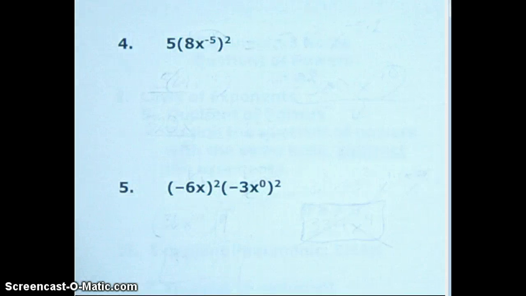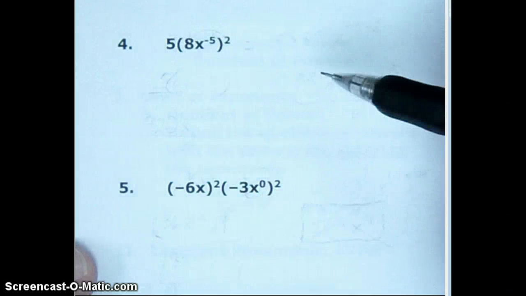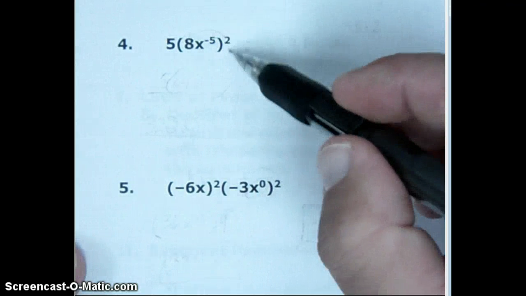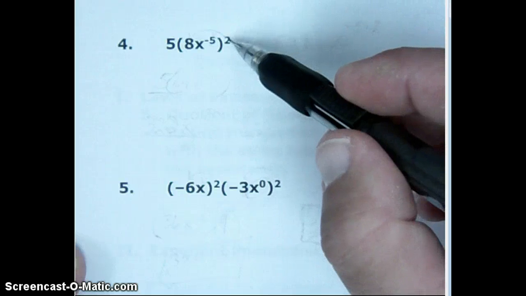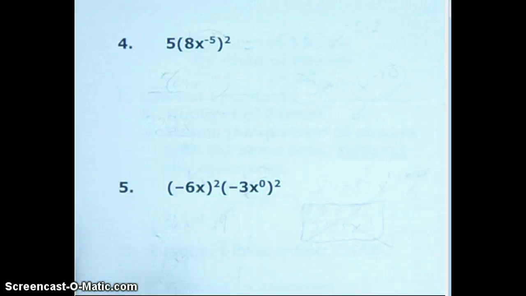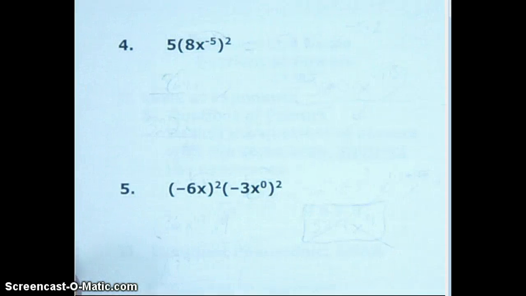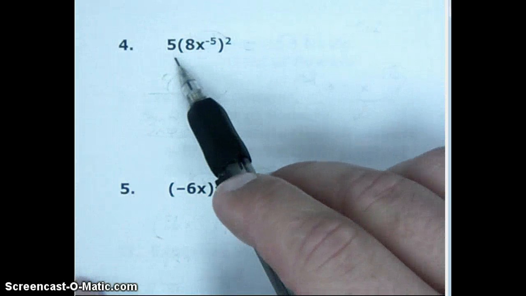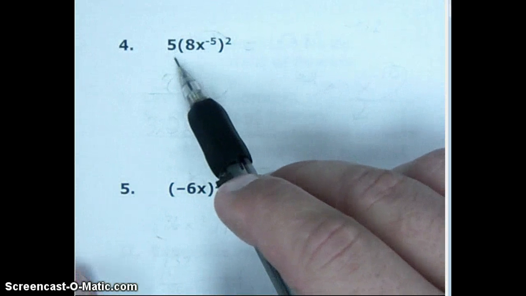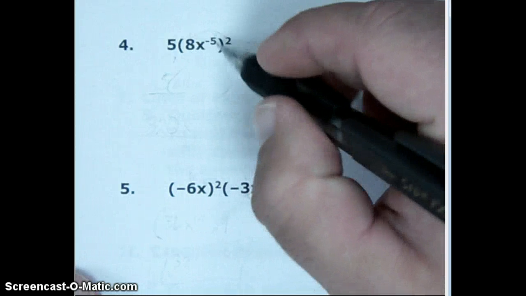Flip your page over to the back side and find number 4. Number 4 has a coefficient out in front of the parentheses, and the parentheses is squared. Inside the parentheses, I have a bunch of other stuff. Alright? Well, I want you to know that if you have this coefficient out in the front, you kind of need to save that for the last. Let's do this exponent problem first.